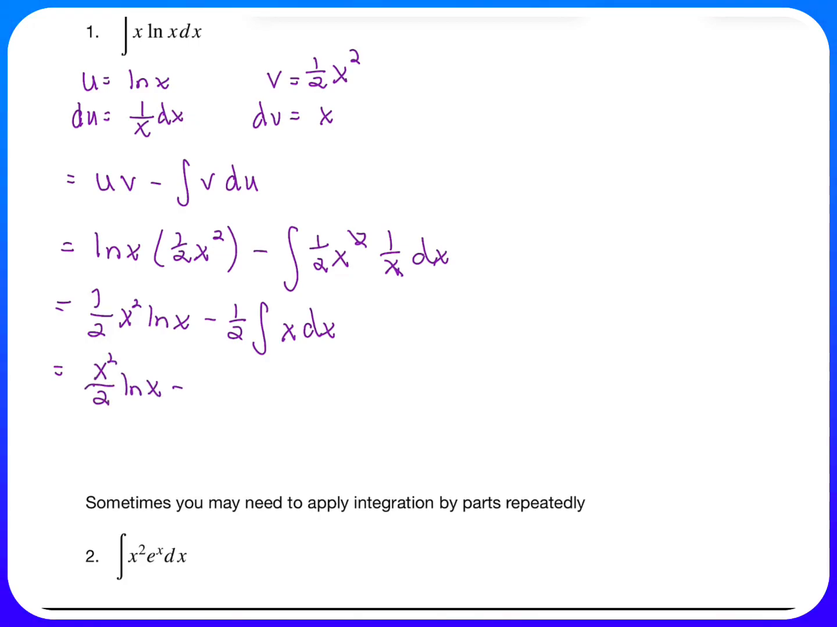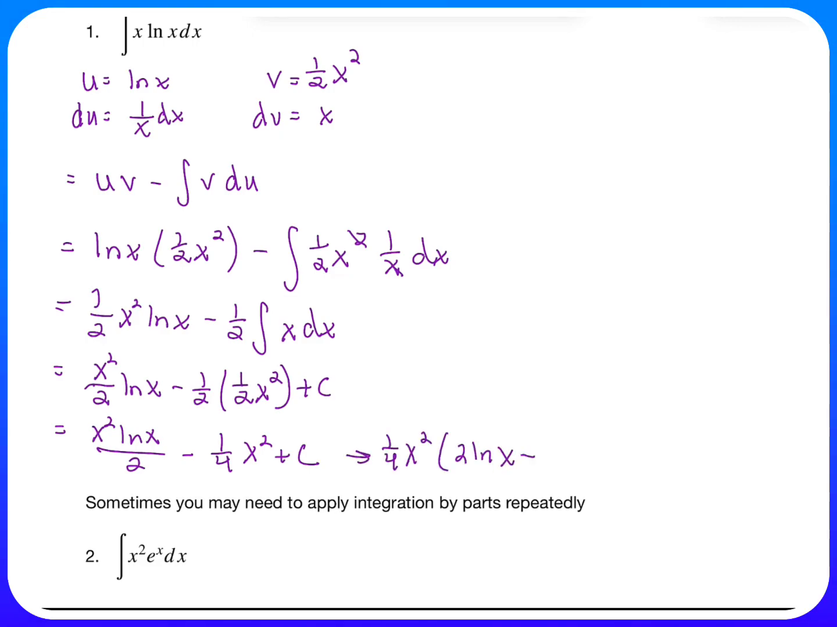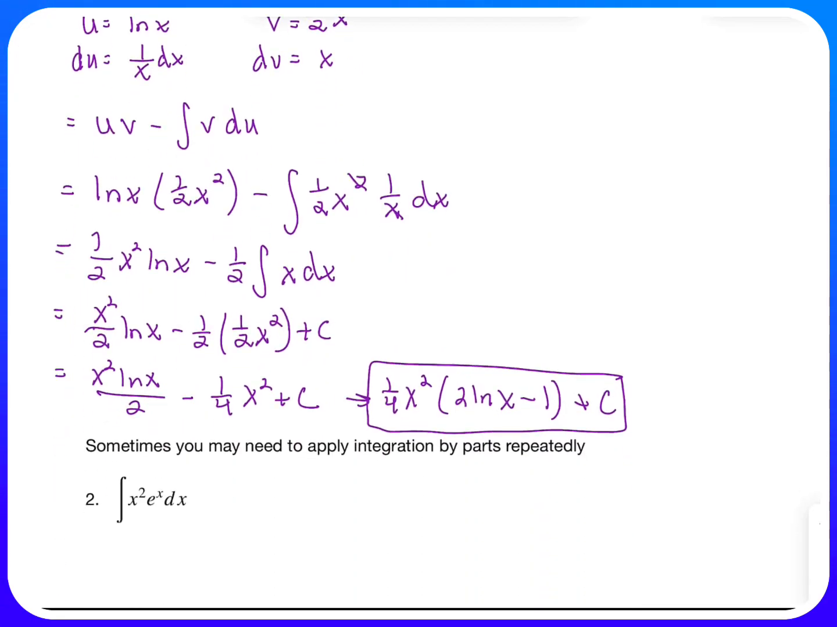So the integral of x we know to be simply 1/2 x squared. Then we simplify and add our plus c. Our final answer is going to be x squared times the natural log of x over 2, minus x squared over 4, plus c. Sometimes you'll see it written by factoring out the GCF of 1/4 x squared, to get 1/4 x squared times 2 natural log of x minus 1, plus c.